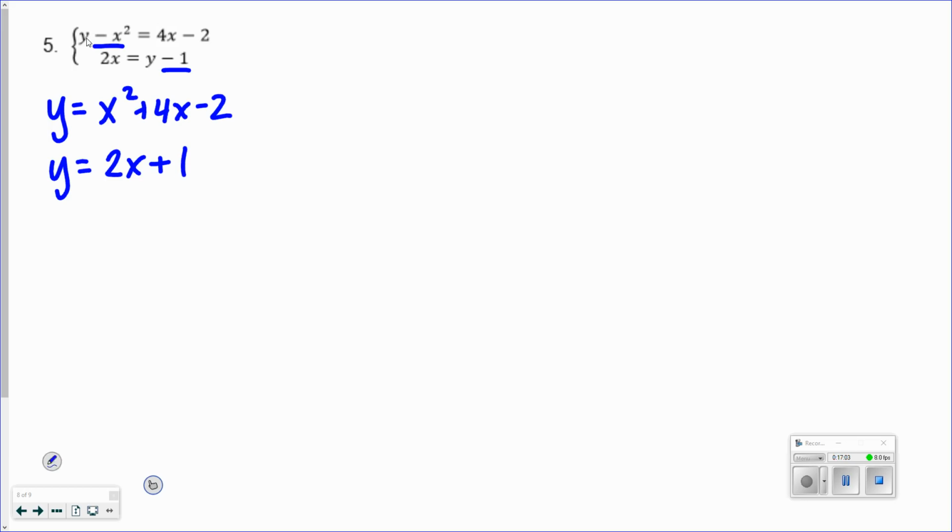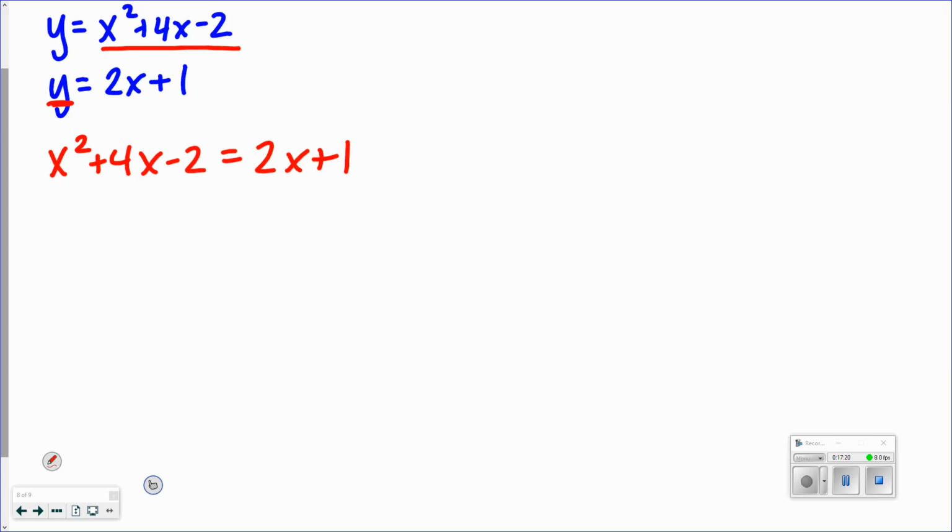In order to solve it, it has to be equal to 0. So I'm going to subtract 2x from both sides, and I'm going to subtract 1 from both sides. I get 0 on the right side, which is what I want, and on the left side, I get x squared plus 2x minus 3, because negative 2 plus negative 1 is negative 3. So again, simple ABC problem, because your a value is 1, so that means a binomial times a binomial.